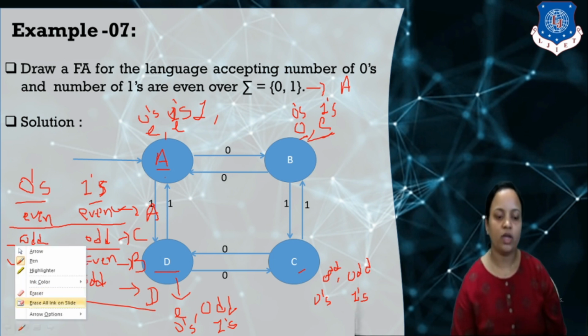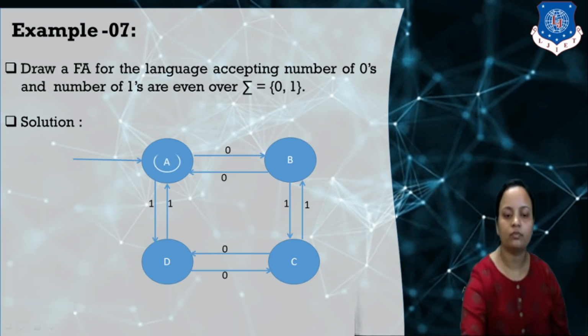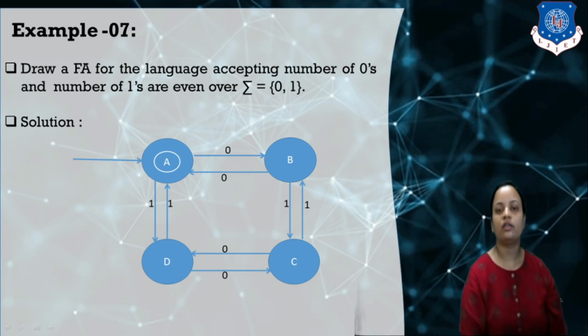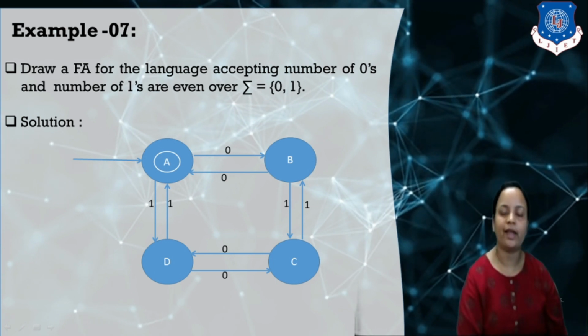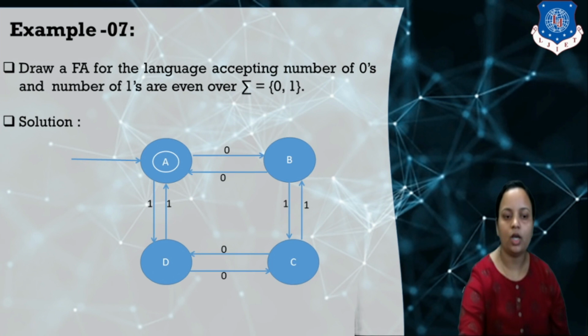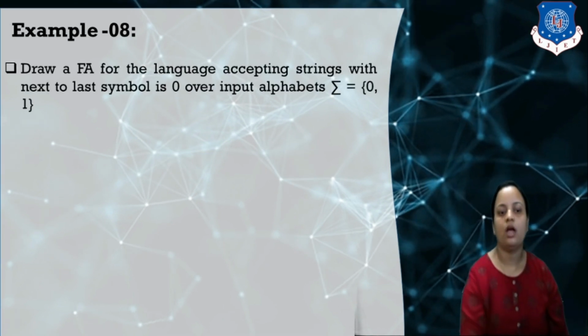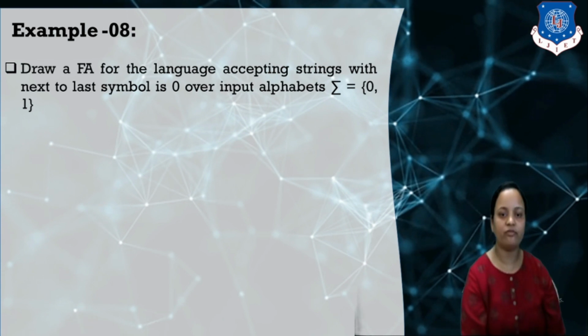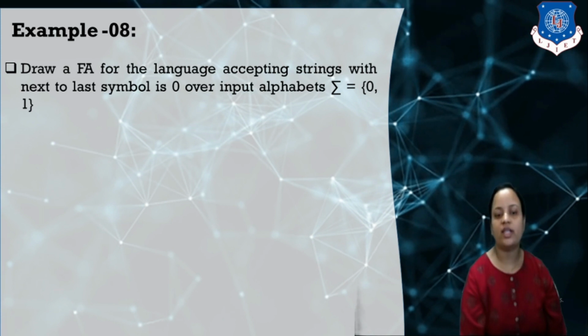So in this way we can draw the FA for this kind of example. Okay, now next example number 8. We have to draw the FA for the language accepting the strings whose next to last symbol is 0 over the input alphabet sigma equal to {0, 1}.